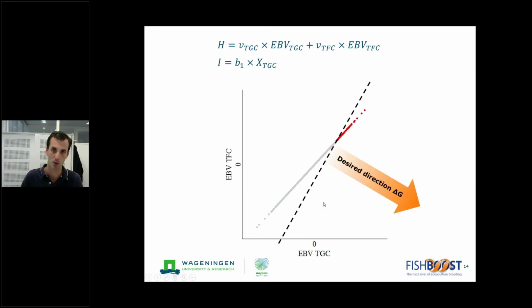If we would now perform selection, we would select those fish that have the highest estimated breeding value for thermal growth coefficient, but also those fish that have the highest estimated breeding value for thermal feed intake coefficient. Even though our desired direction of genetic improvement is actually an increase in thermal growth coefficient, but a decrease in thermal feed intake coefficient, because thermal feed intake coefficient actually involves a cost. Its economic value is negative.